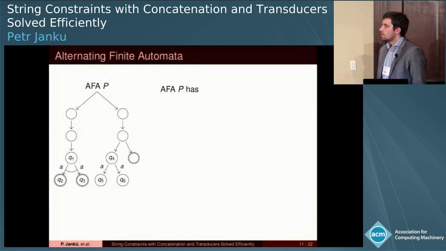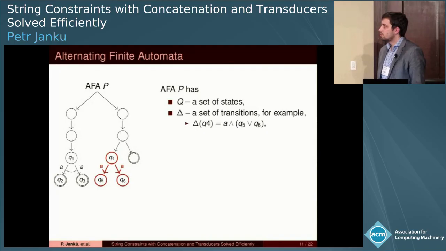An AFA, as well as the standard NFA, has a set of states and a set of transitions. Like an NFA, it also has existential branching. That is, when we are in state Q4, we can choose to continue reading the word from state Q5 or state Q6.